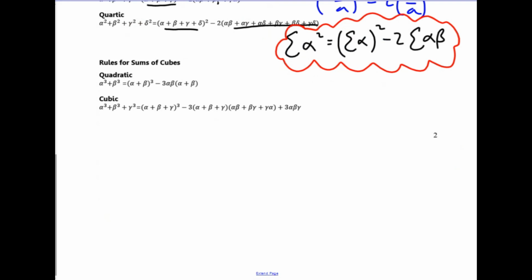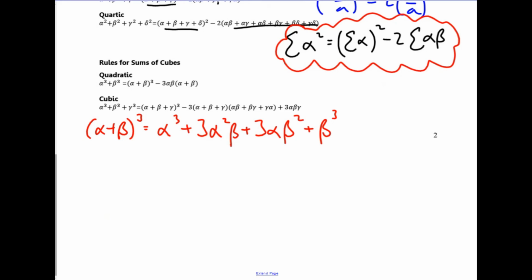Now, a less common formula to come up is this next one. You could learn these formulas for sums of cubes. I would not recommend it. For the quadratic, you need to come up with it yourself. It's not too bad. So we're looking at alpha plus beta cubed here. So I'm going to do binomial expansion to expand this out. So I'll get alpha cubed plus 3 alpha squared beta plus 3 alpha beta squared plus beta cubed. That gives me the alpha cubed plus beta cubed that I wanted.